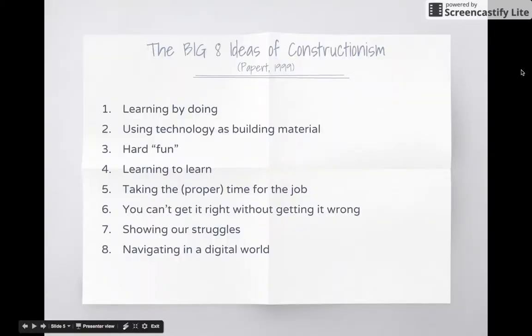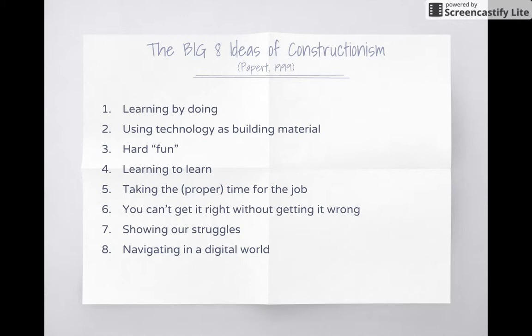One of the things I wanted to share with you under Dr. Papert is his big ideas of constructionism. He boils this down into 8 basic ideas that really encompass this theory, and this is what would be happening in a classroom. Number 1, learning by doing.